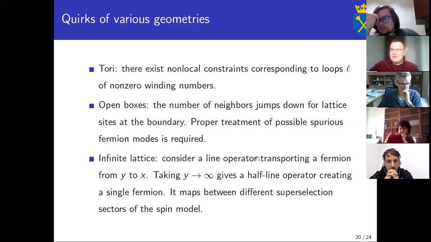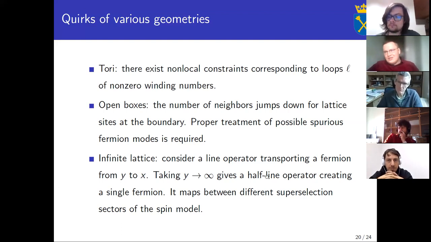Such a non-local operator, which is an infinite product, will in general map between different superselection sectors of the spin model. If you have a system with infinitely many degrees of freedom, then it is a fact of life that it is no longer true that the algebra of local observables in your system has a unique representation. There are different representations, sometimes called superselection sectors, and this infinite product will map between different superselection sectors. So then we have sort of a fermion operator in the spin system, but it is non-local. It is a string operator mapping between different representations of the algebra of observables.